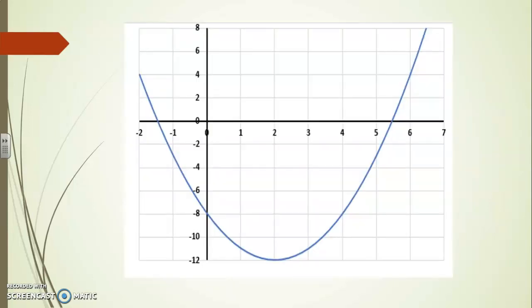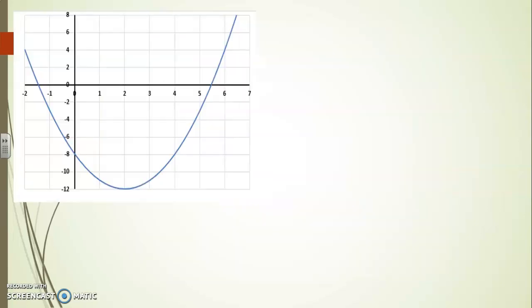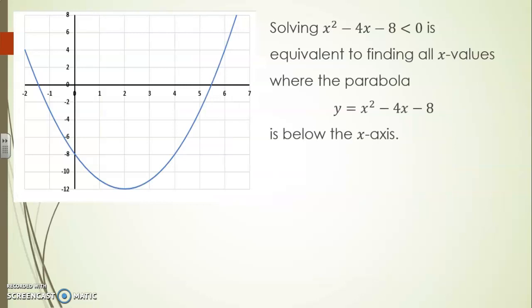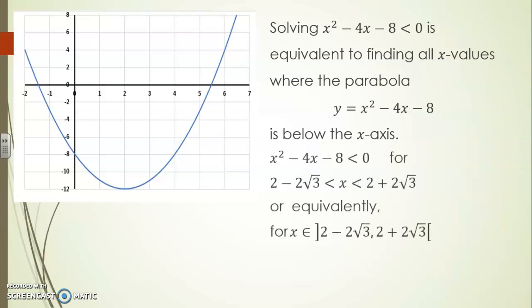Here is a graph of the parabola. The vertex is located at 2, minus 12. We have located the positions of our two zeros equally distant left and right from the vertex. The a value was positive, which explains why it's concave up. So solving x squared minus 4x minus 8 less than 0 is equivalent to finding all x values where the parabola is strictly below the x-axis. So from the picture you can tell that that occurs between the zeros.